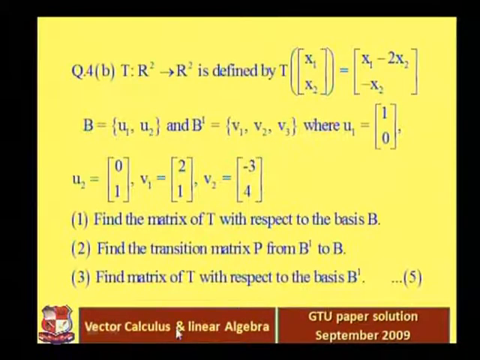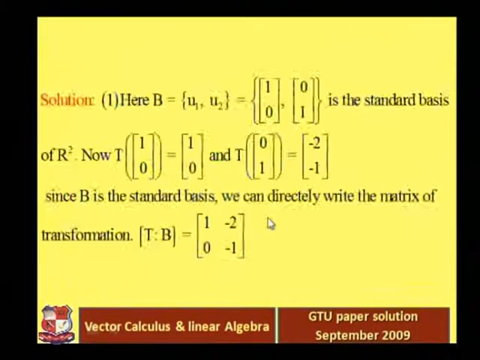Now third, we have to find the matrix of T with respect to the basis B dash. What is B dash? B dash is v1 and v2, and v1 and v2 are (2, 1) and (minus 3, 4). So definitely we have to find T of (2, 1) and T of (minus 3, 4).